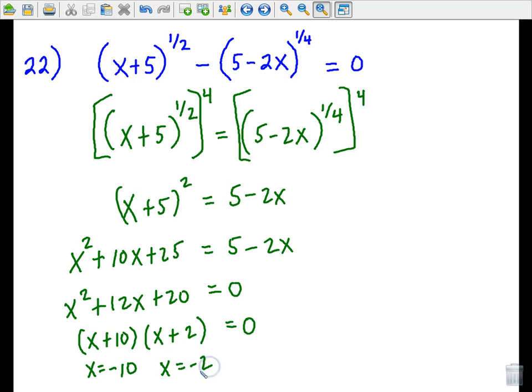Very good. And now we need to check for extraneous solutions. And we don't have time to do that, unless maybe you can do it real fast. It looks like negative 10 is extraneous. And our only good answer of these two is x equals negative 2. Okay? Hopefully you have enough.